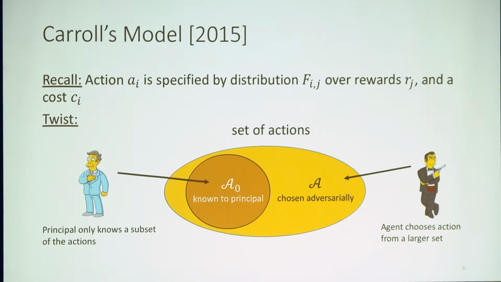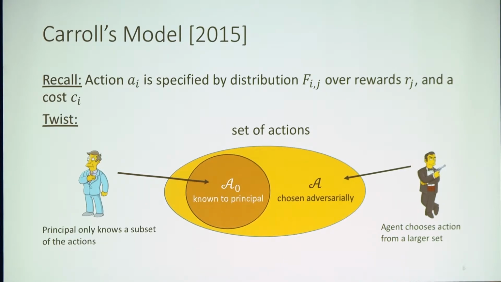And what Carroll does, he only changes one aspect of this whole model, namely, that's what I tried to illustrate down there. The assumption here is that the agent has a set of actions, which will be denoted by this calligraphic A, but, and that's the new thing, the principal only knows a certain set of actions, A0, and the actual set of actions that will be realized in the problem is a superset of this, and this superset will be chosen actually adversarially. Okay, so it's forthrightly non-Bayesian, right? It's worst case in a sense.